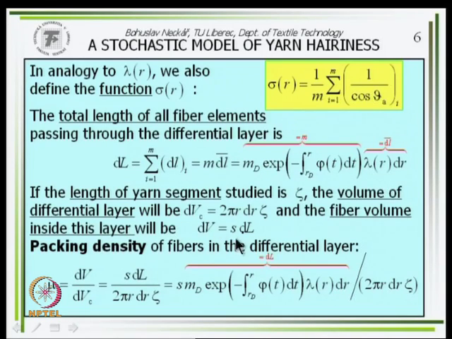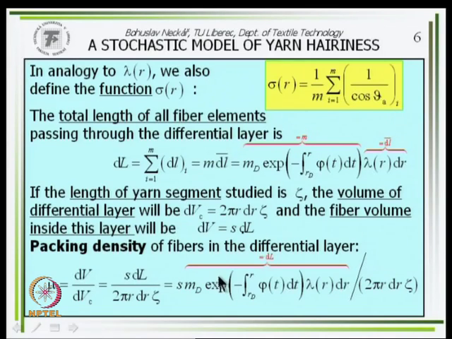So dV is S times dl. And using the known definition, what is fiber packing density? It is fiber volume by total volume. There, now it is fiber volume in our differential layer by total volume in our differential layer. So we obtain S dl by 2 pi r dr zeta.